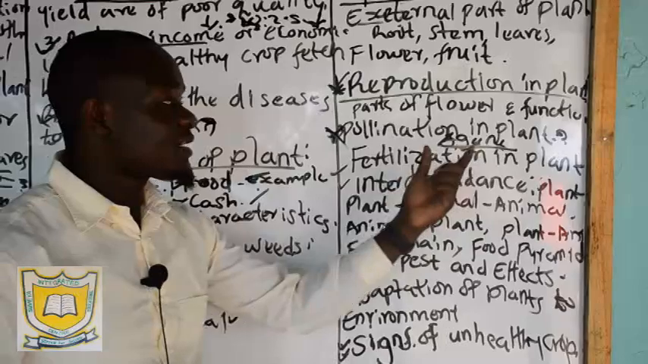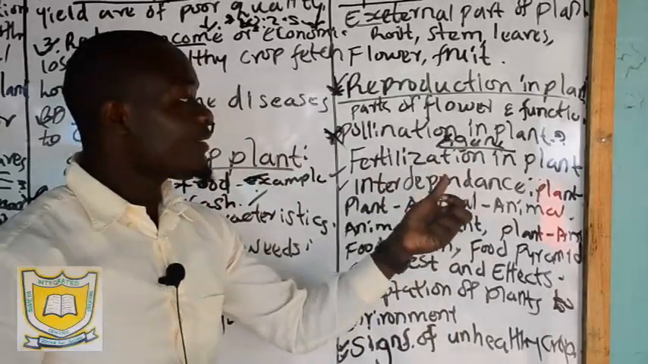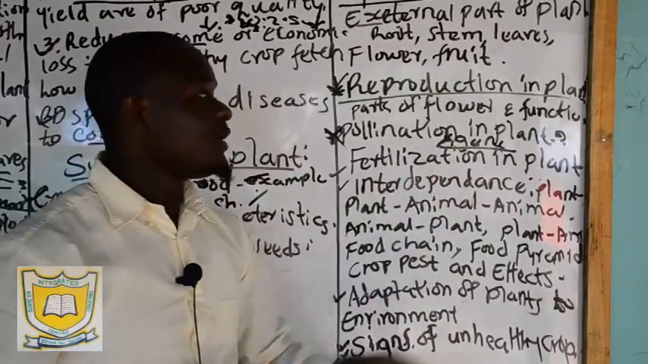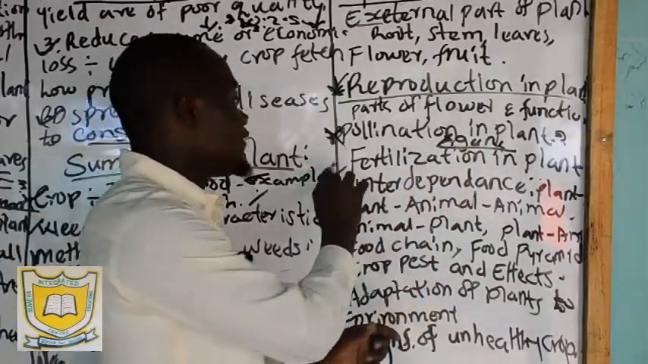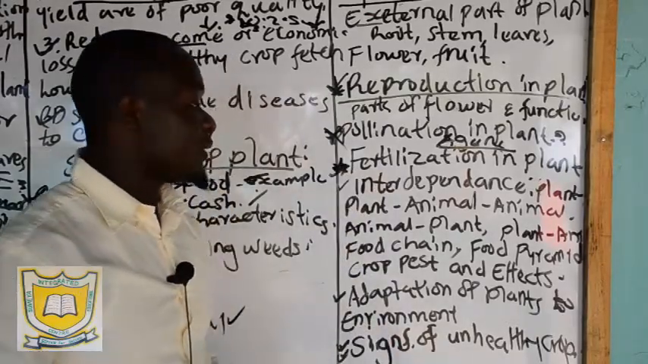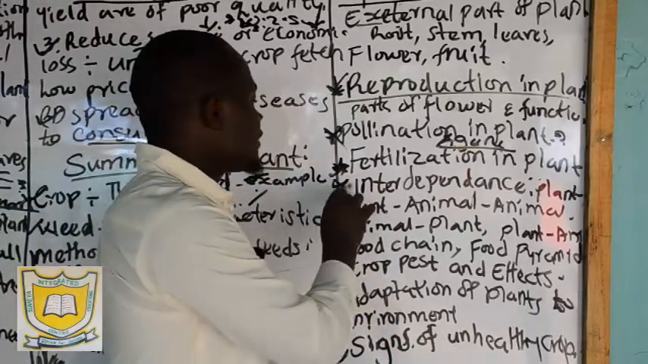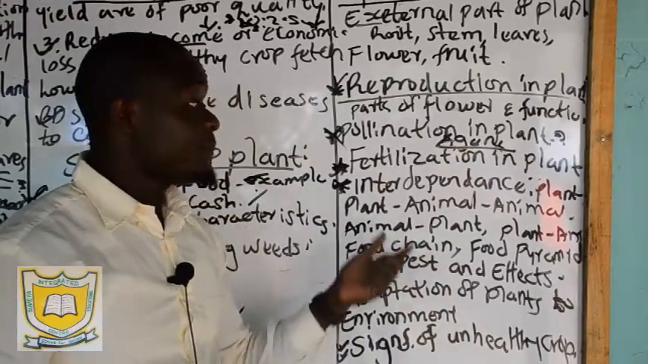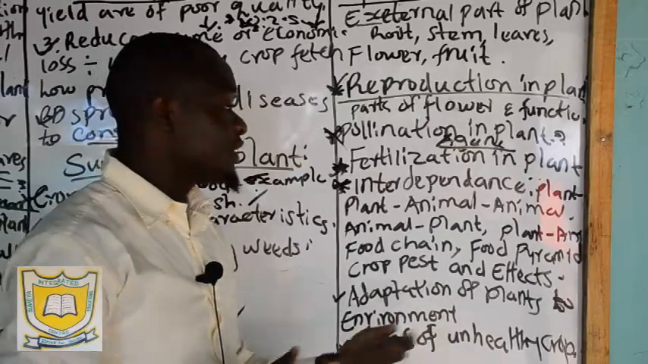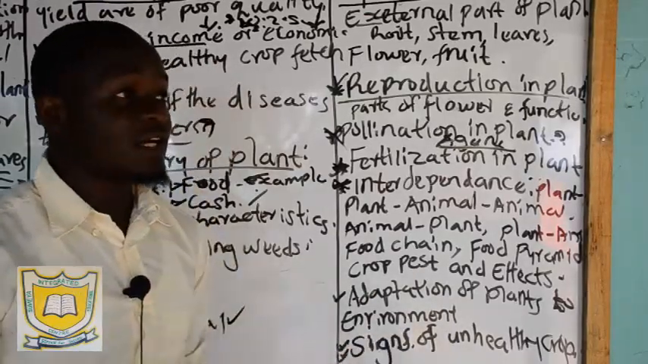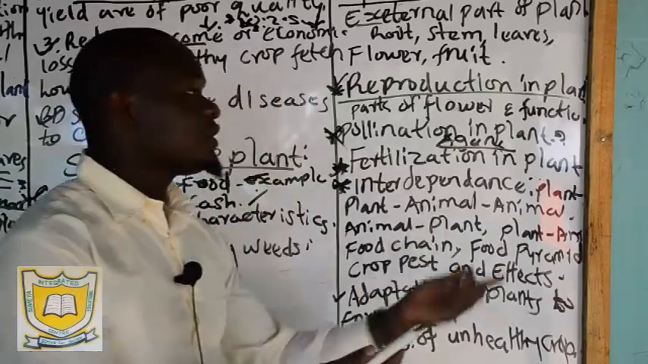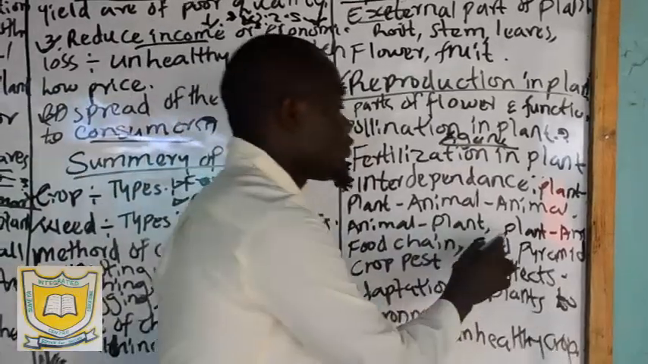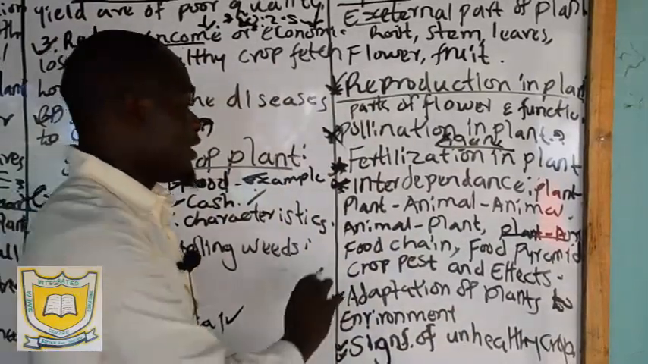We discussed the agents of pollination, and you have to understand all the agents of pollination. We also discussed fertilization in plants. We talked of where fertilization takes place, what is the male part of the plant, what is the female part of the plant. So you also have to understand very well the functions of those parts of the plant. The second part of it, we talked about interdependency in plants. Interdependency is where we say the plants depend on each other in various ways. Now we talked of interdependency between plants and plants, animals and animals, animals and plants. You must understand all of them.